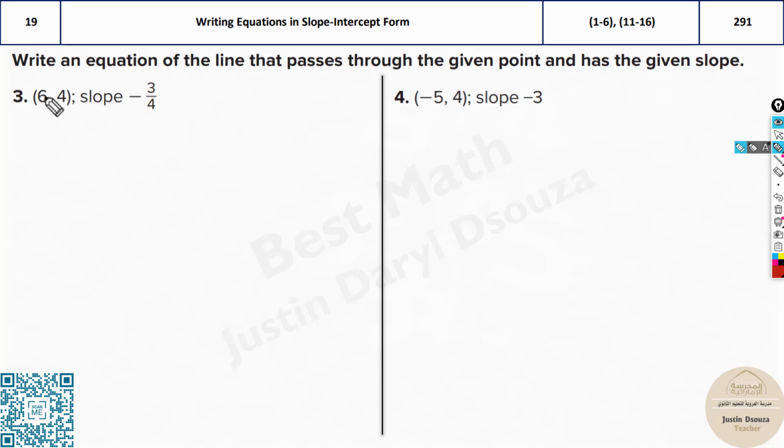Now let's solve these ones. X, Y, M. Now this is x1, y1. Even over here it's the same thing, x1, y1 and m. You must write the formula all the time.